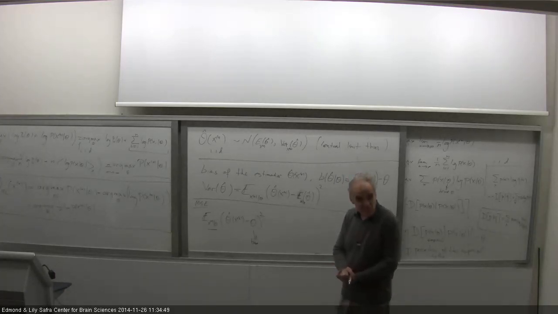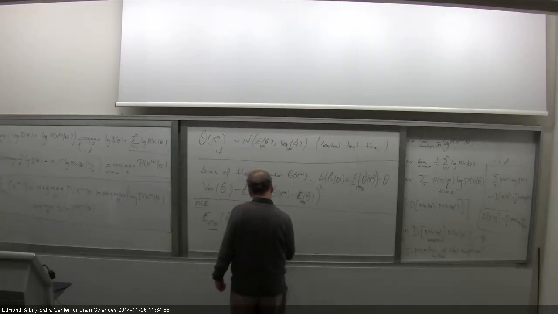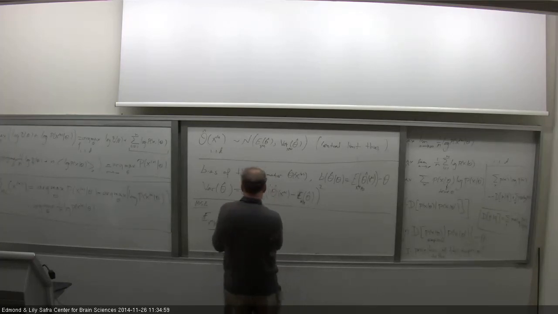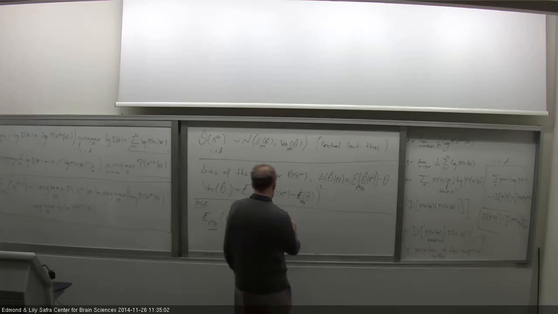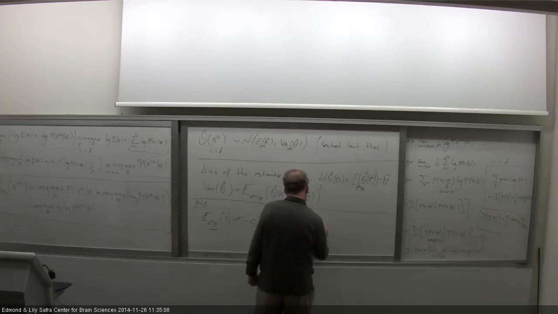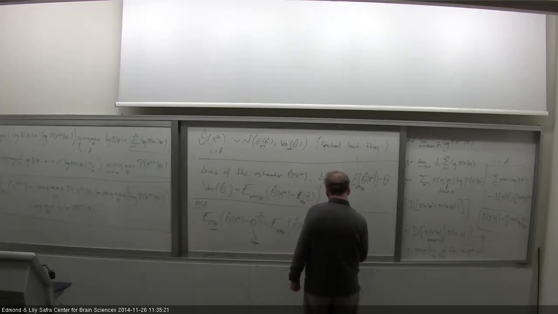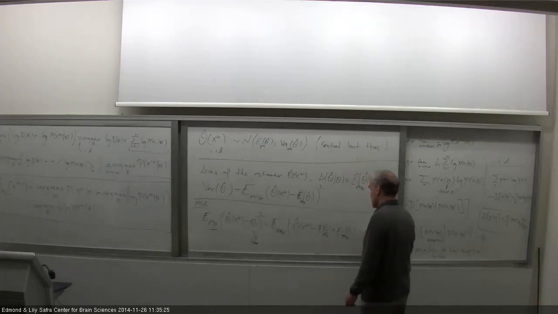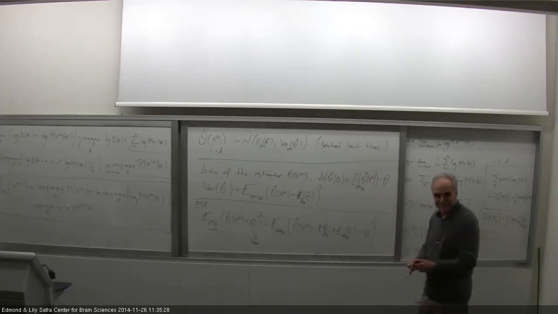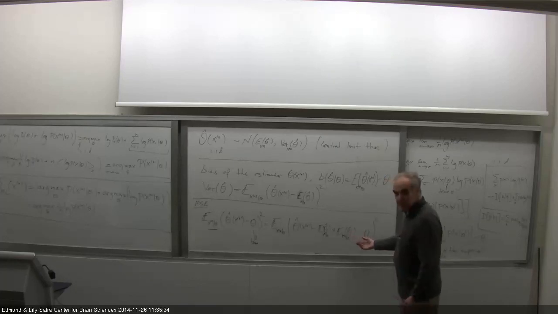Now I can play a usual trick that you may have seen. I don't have too much time, so I'll do it quickly. I can add and subtract the expected value. So this is the same as theta hat of x_n minus the expected theta hat, plus the expected theta hat minus theta, squared. I can always do that. I added the mean of the estimator and subtracted it.